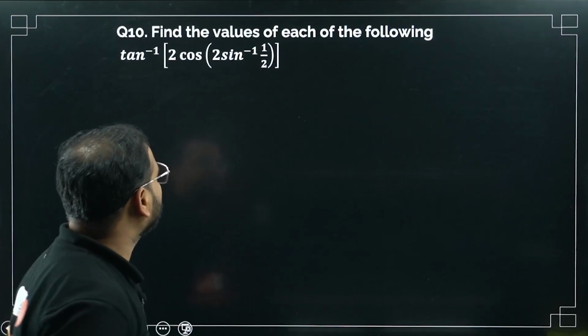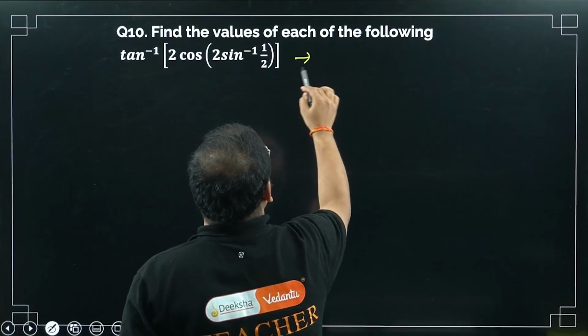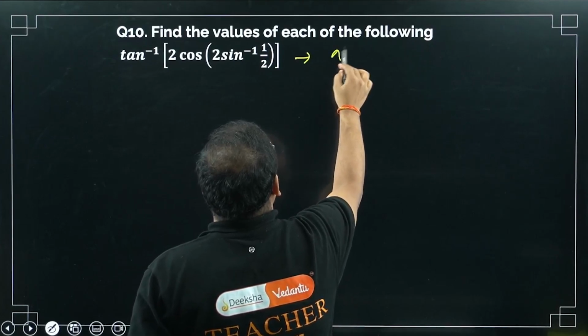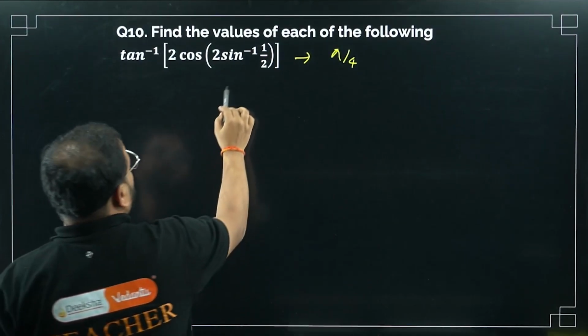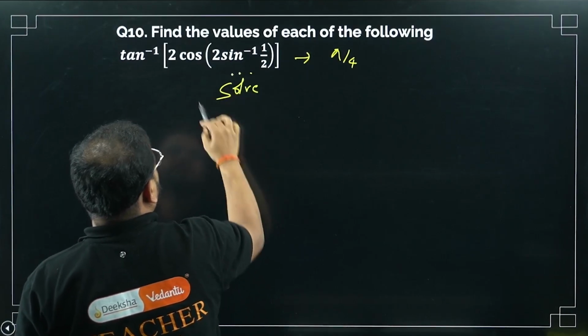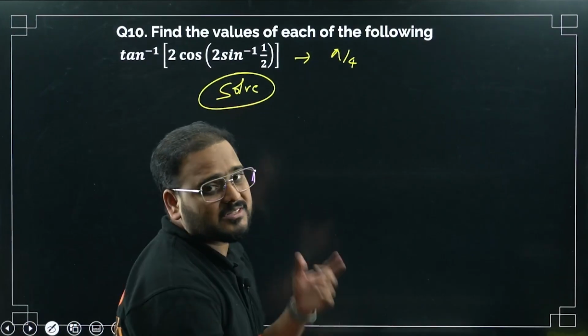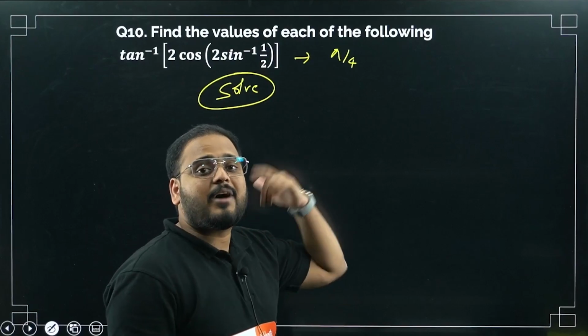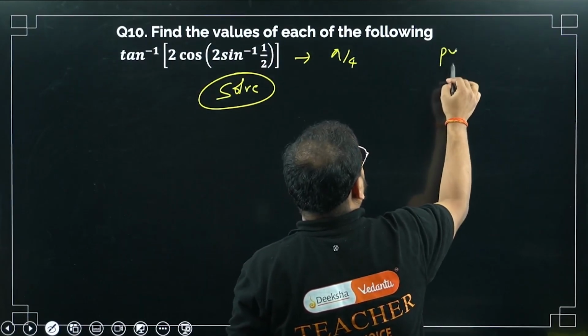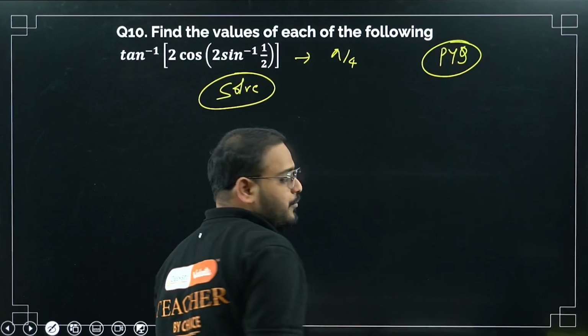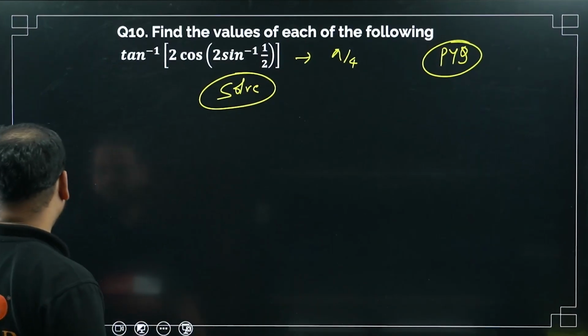I've done this question, no? I got this as, I think, pi by 4, right? Please check. Solve it from your side also. I've written it here because I wanted to show you that they've asked this question again. It is a part of P by Q, so they've repeated the question. That's why I've taken it over here. Please check.